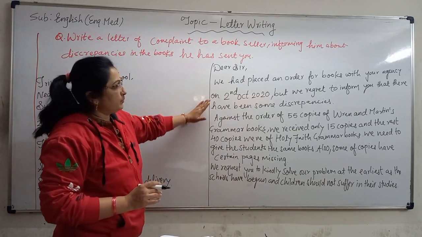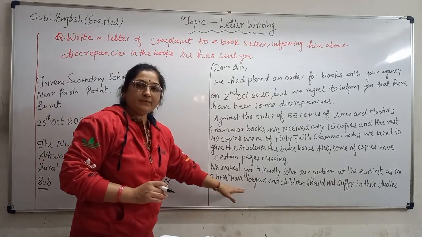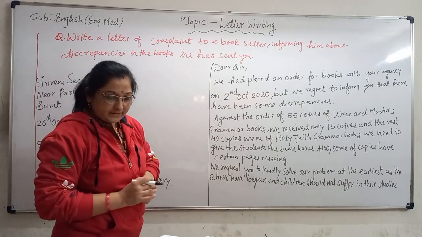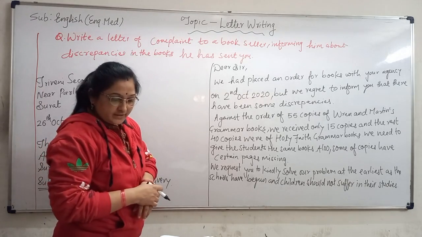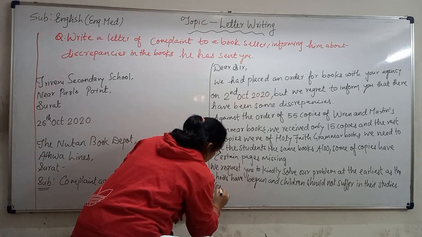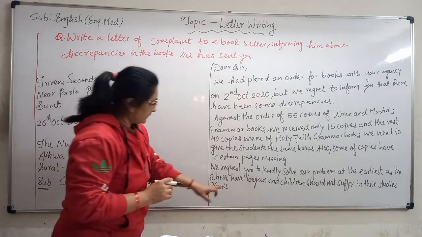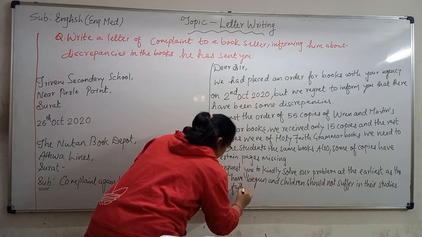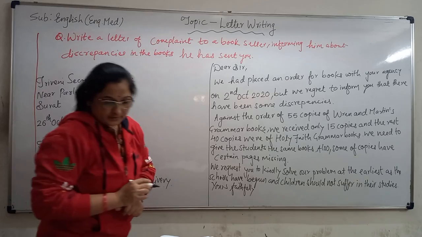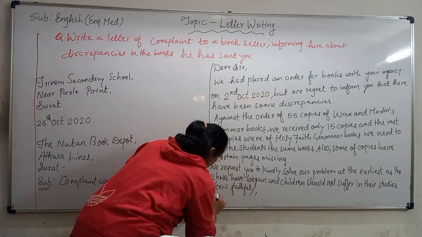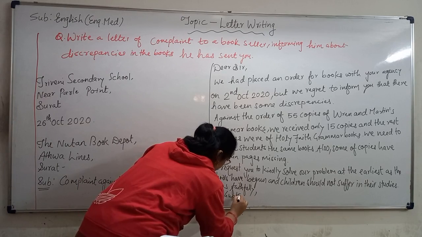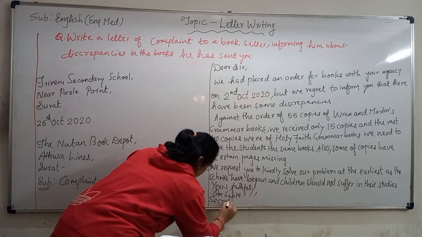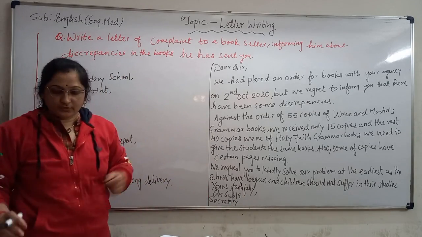Now your body is completed. Again leave one line, but I don't have space, so I am not. But while writing, after writing the body, leave one line and then write the complimentary close, that is Yours faithfully. Yours faithfully, Om Gupta. Then after that write your post, that is secretary.